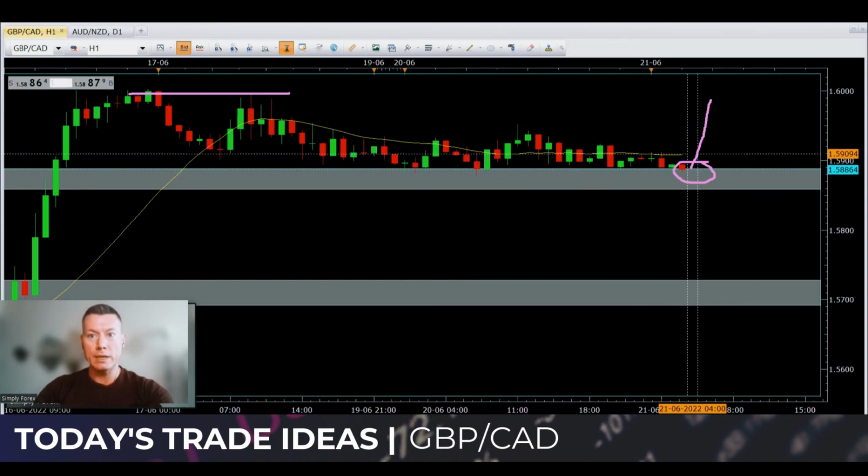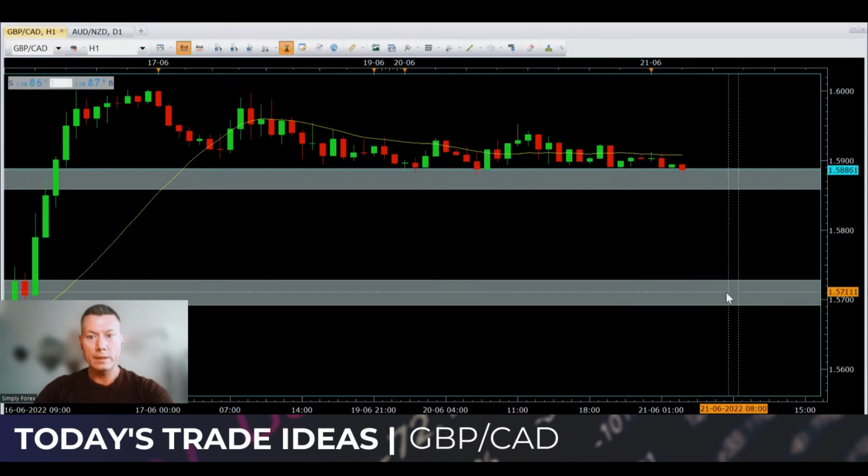Then we can take 80% up to these last highs here, close 80%, and leave 20% to run up to one of our higher time frame targets. If price starts breaking down out of this grey zone, guys, there is another grey zone here which we could enter on as well.